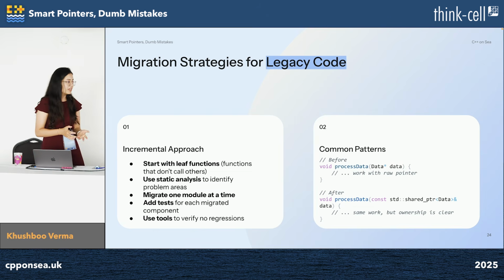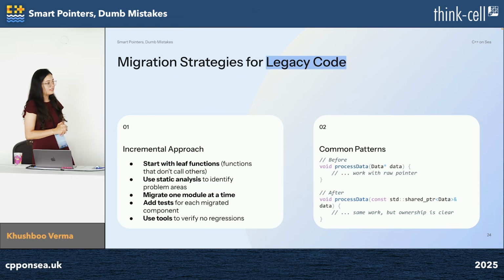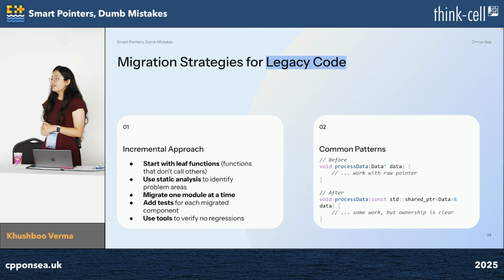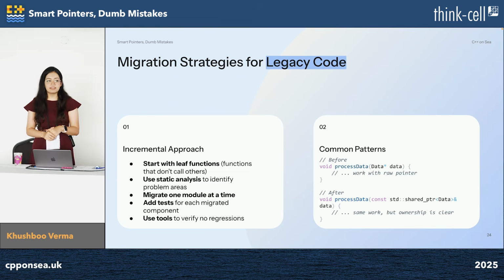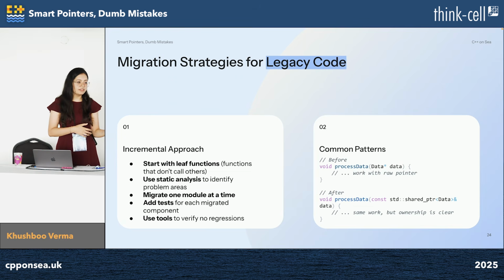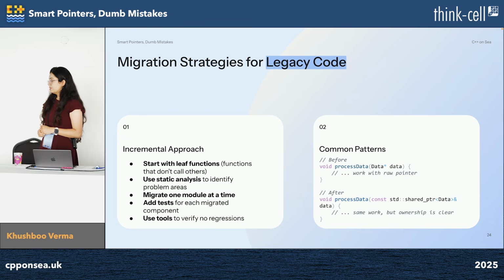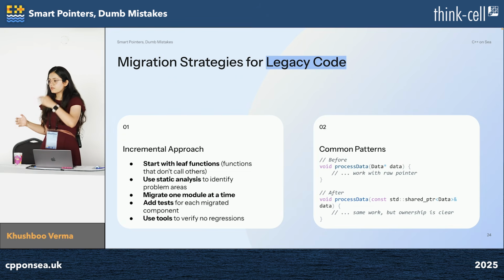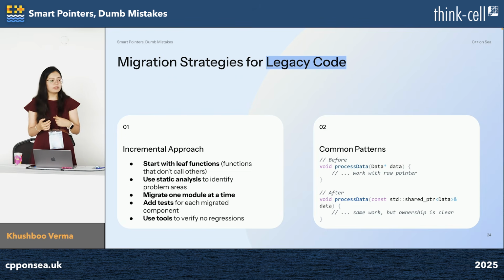There are multiple organizations which have huge code bases since a couple of years, and there are places in your code where these might already be there. And if you are someone who is trying to migrate from those previous standards to using smart pointers in your code, I have a couple of strategies that you can use to migrate your legacy code. So the first one is, I would recommend starting with leaf functions, functions that don't call other functions, which are simpler functions. Try to start there.